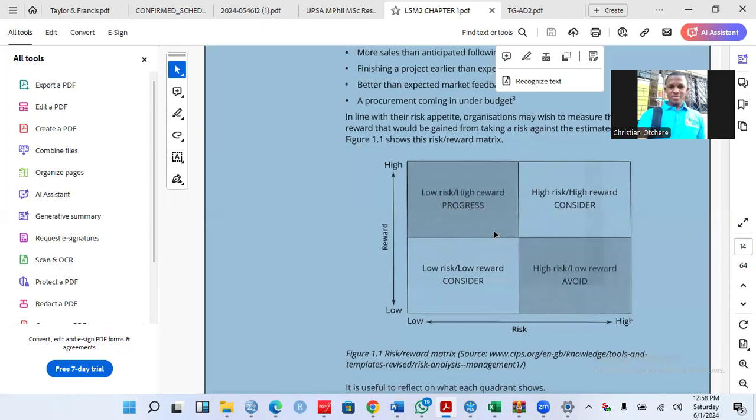You are in collaboration with the supplier. You can do a lot together. You can develop new products together. You can implement sustainability initiatives together.